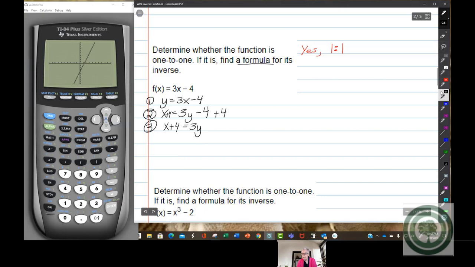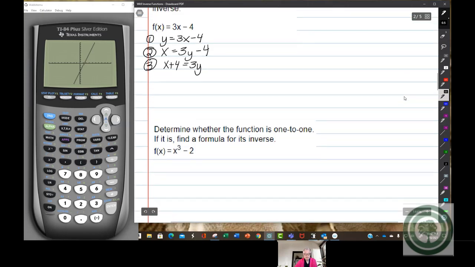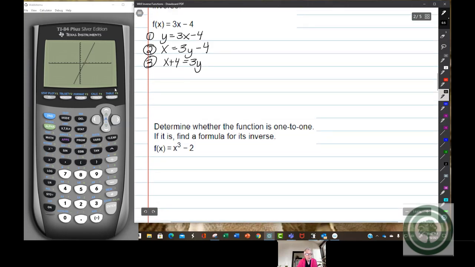So let me erase that up here so that I can keep this kind of pure. Didn't think about that. Very good, now I'm going to solve for y.